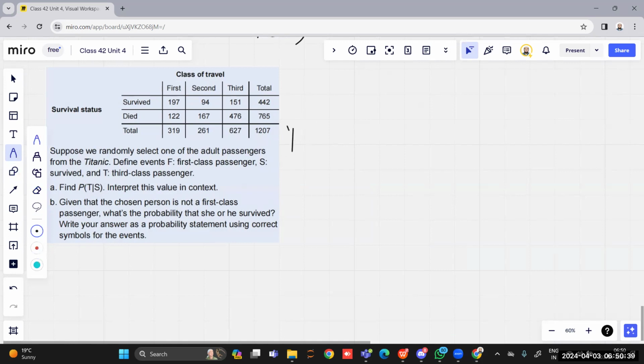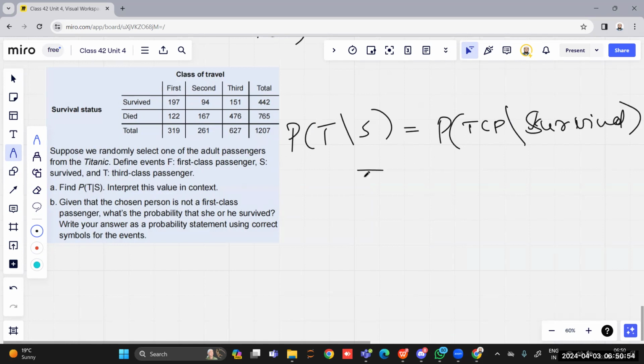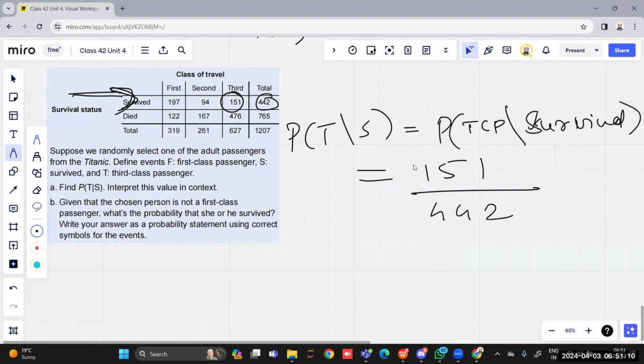So what we have to find is the probability of T given S. First of all, we need to list what T is and what S is. T is third class passenger, given that S, survived. Survived is the condition that is fulfilled. So the number of elements in survived is 442. The condition given is survived. Now we have to look for the third class passengers. So they are 151.